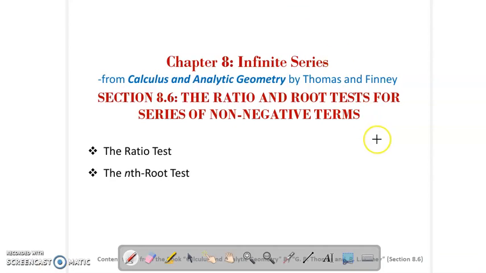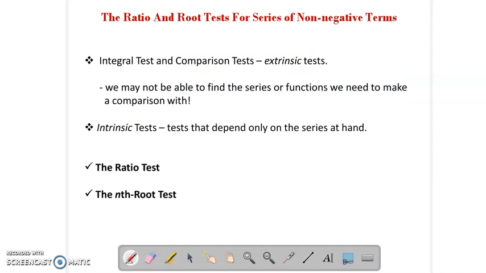In today's lecture, we will discuss the ratio test and the Nth root test for the series of non-negative terms. This is section 8.6 from the book Calculus and Analytic Geometry by Thomas and Finney.